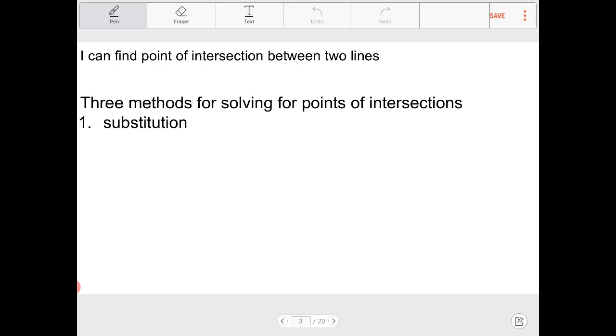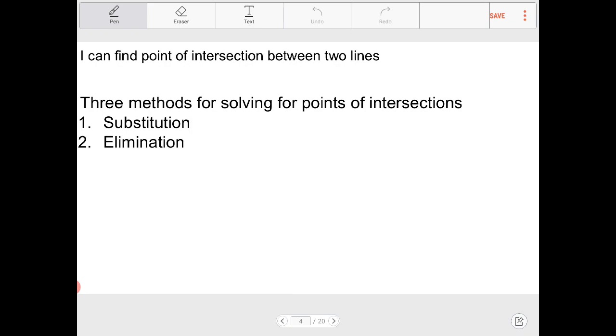So the first one being substitution, where we try to represent one variable in terms of another, and then directly substitute that into the second equation. The second method is, again, algebraic, and is commonly referred to as the elimination method. With the elimination method, what we try to do is eliminate one of the variables and then successively solve for the remaining variable.